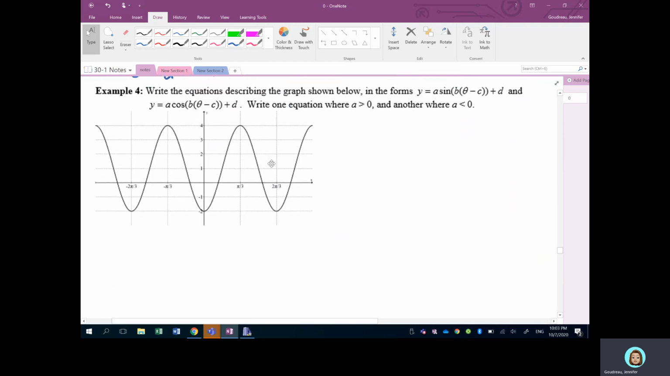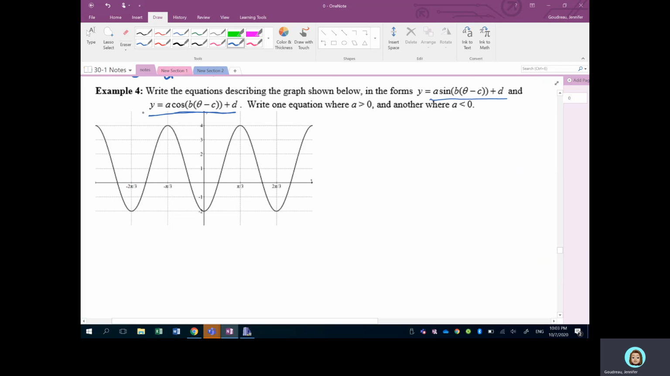I do this in a particular order. What we have to recognize is that if I just gave you this graph, it's really hard to tell right off the bat if we want a sine function or a cosine function. In fact, in this question, we're going to write both. We are going to write 2 equations that show a sine function and 2 equations that have a cosine function.